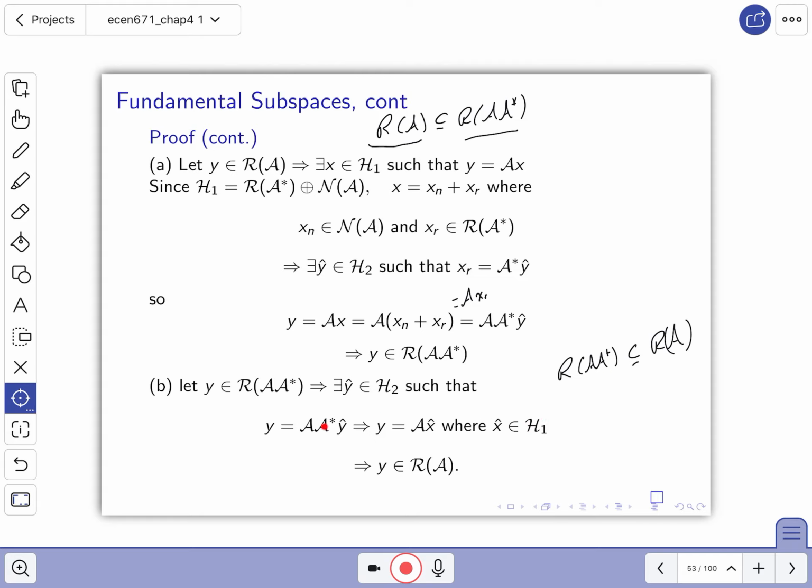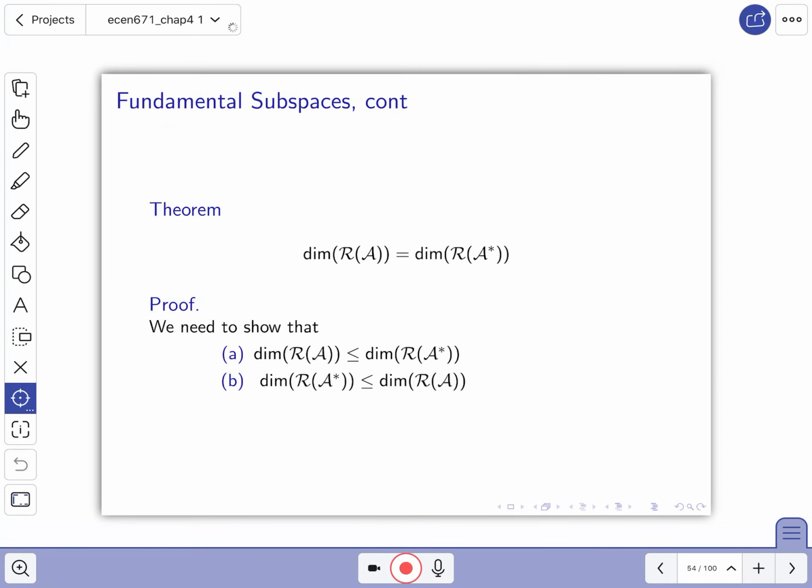Okay, because it's also in the range space of A star, but the range space of A star is inside of H1. So that means that there's some x hat that gets you to y. So y has to be in the range space of A. Therefore, anything that is in the range space of A star is also in the range space of A.